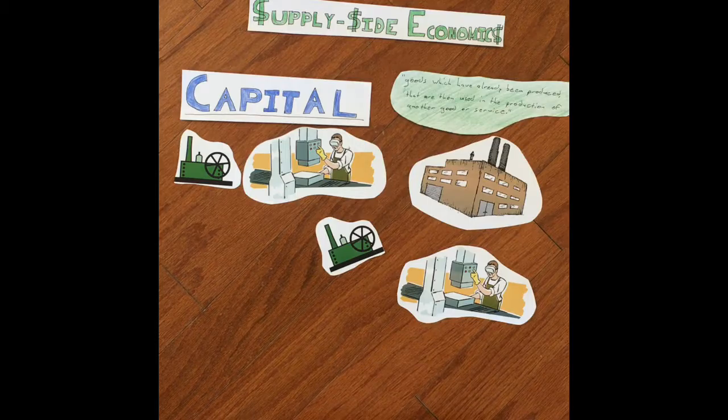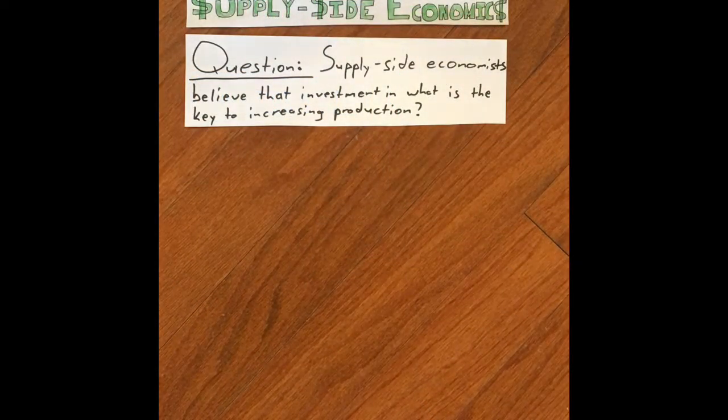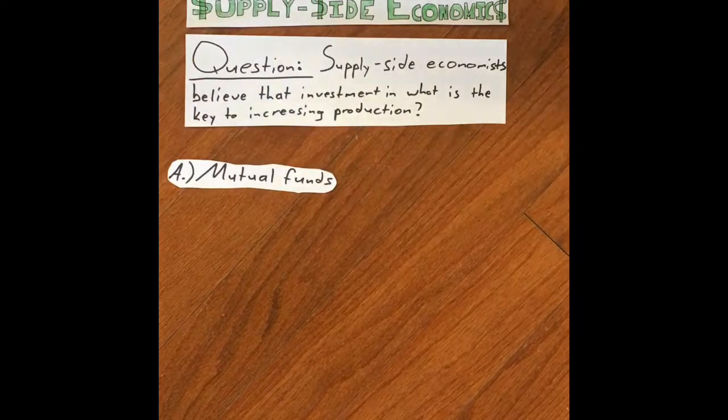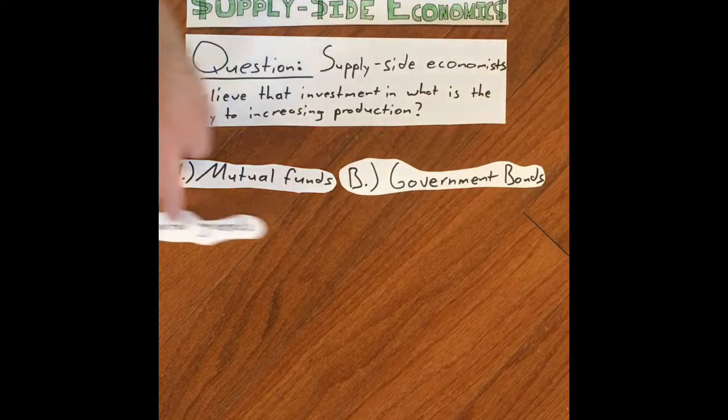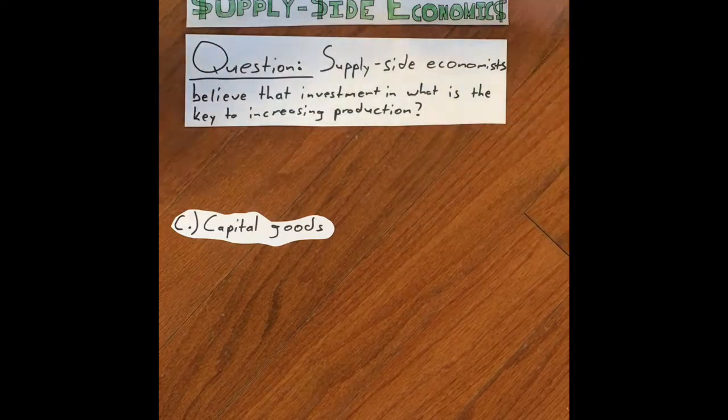According to supply-side economic theory, by investing in capital, consumers will benefit from an increased supply of goods and services that are available at a cheaper cost. Question break. Supply-side economists believe that investment in what is the key to increasing production? Is it A, mutual funds, B, government bonds, C, capital goods, or D, treasury bills? The answer to this question is capital goods.